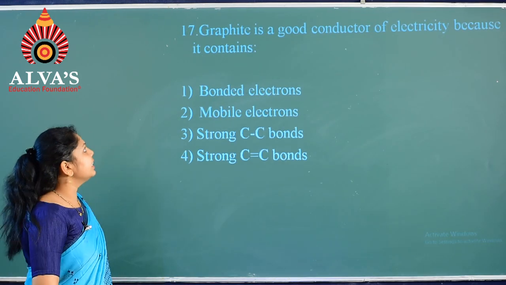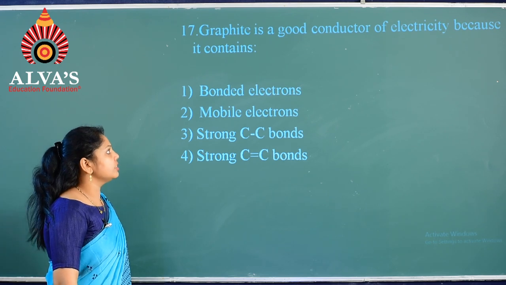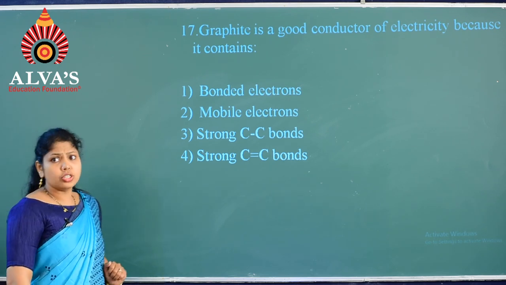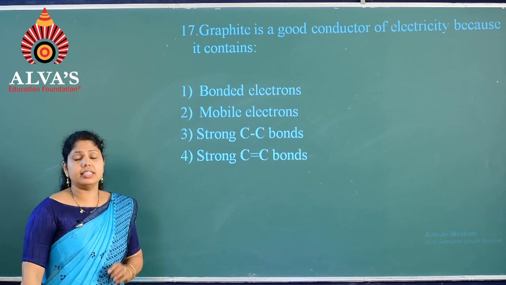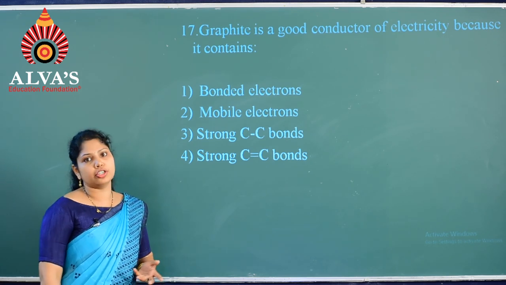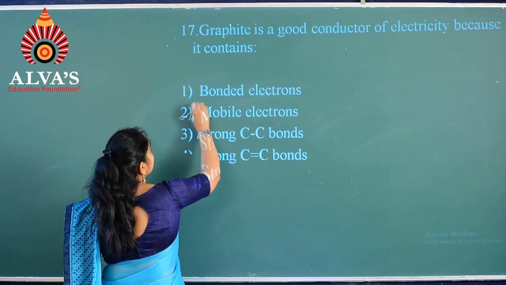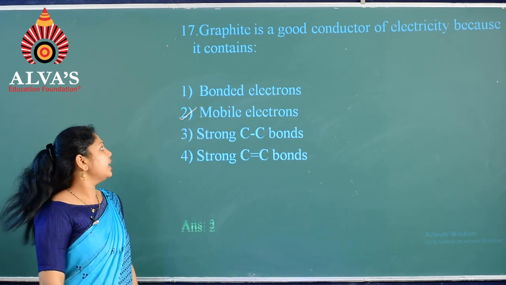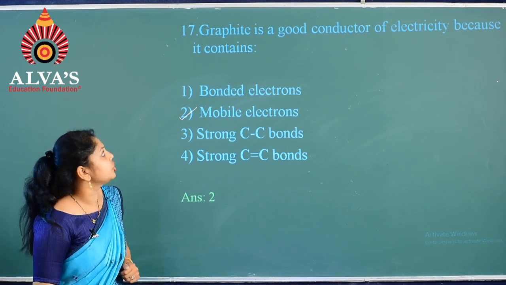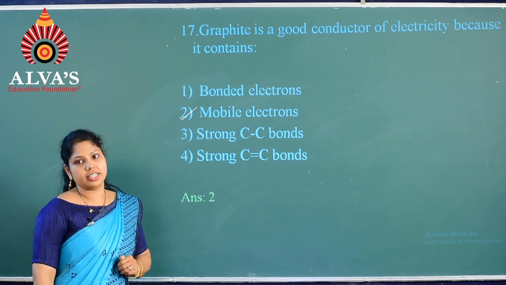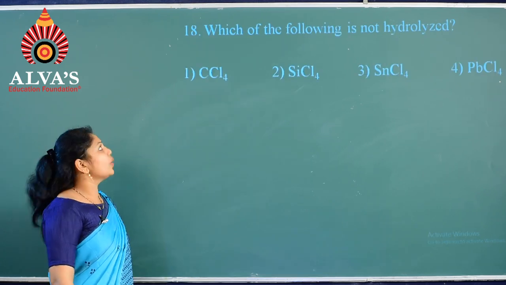Question number 17. Graphite is a good conductor of electricity because it contains. So, for the conduction of electricity, there should be a presence of free electrons or mobile electrons. This is a direct question. You can observe in option number 2, mobile electrons are present, due to which graphite is a very good conductor of electricity.